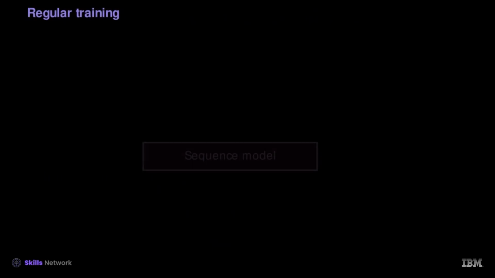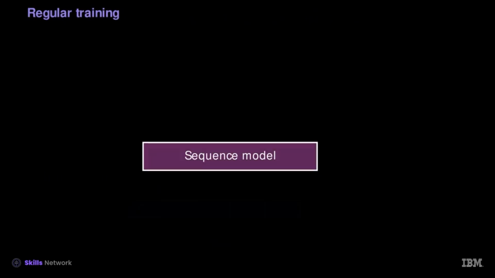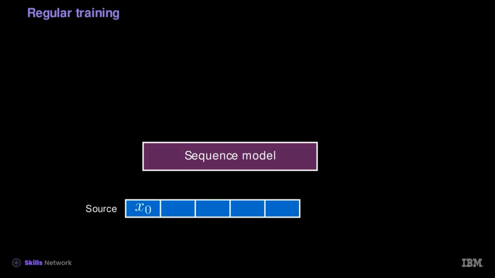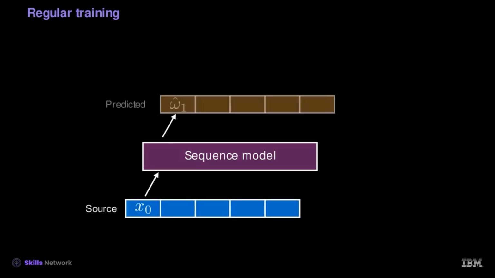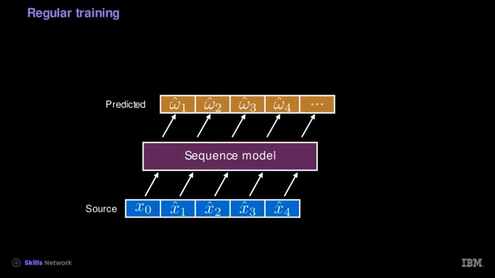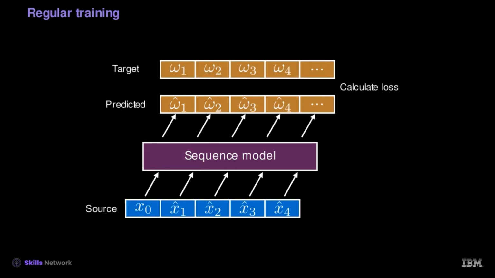During training, the model can use its own predictions from the previous step as the input for the next step. For example, the initial input x sub 0 produces the output omega hat sub 1, which in turn generates the token x hat sub 1. This predicted token is then used to generate the following token, omega hat sub 2, and the process continues in this manner. The model's output is used to determine the loss.